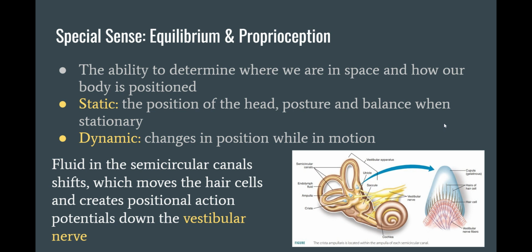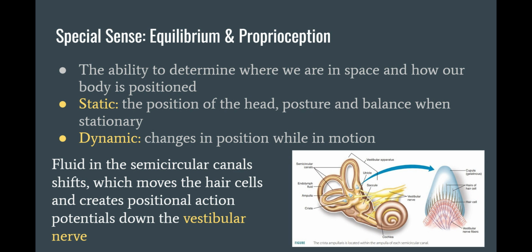Okay. So I told you we would talk about the semicircular canals in the inner ear in just a moment, and that moment has arrived. Our second special sense today is called proprioception, which is probably a sense you have never heard of. Proprioception is defined as the ability to determine where we are in space and how our body is positioned. So proprioception is how your body can tell, even if you close your eyes, if you're sitting up or laying down. It can tell if you're standing on one foot or on two, all kinds of information.